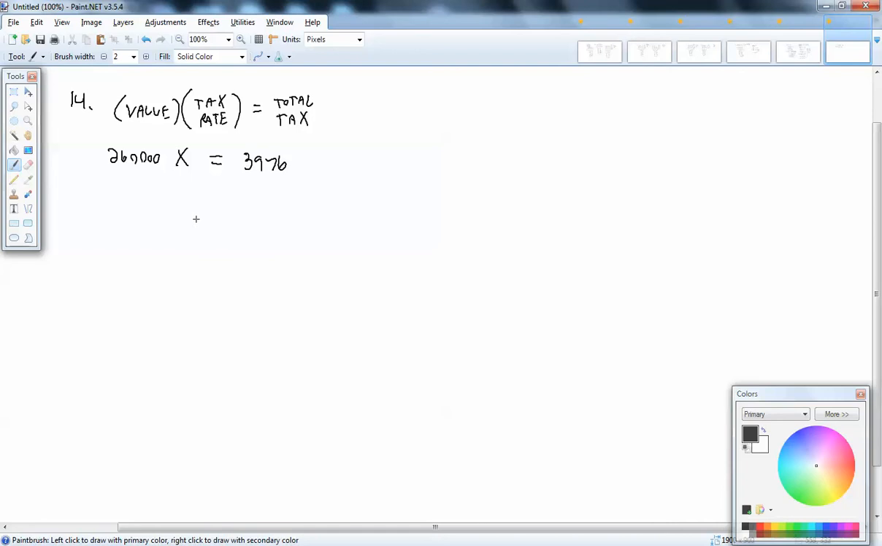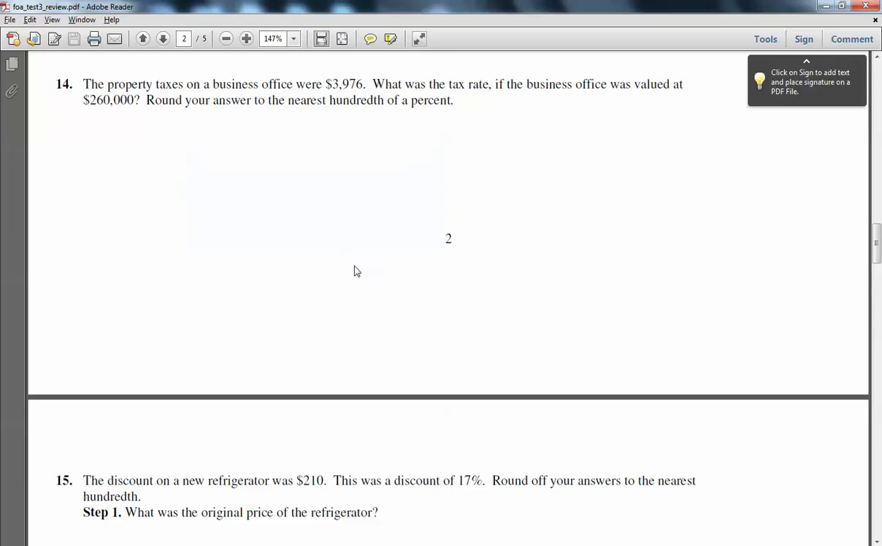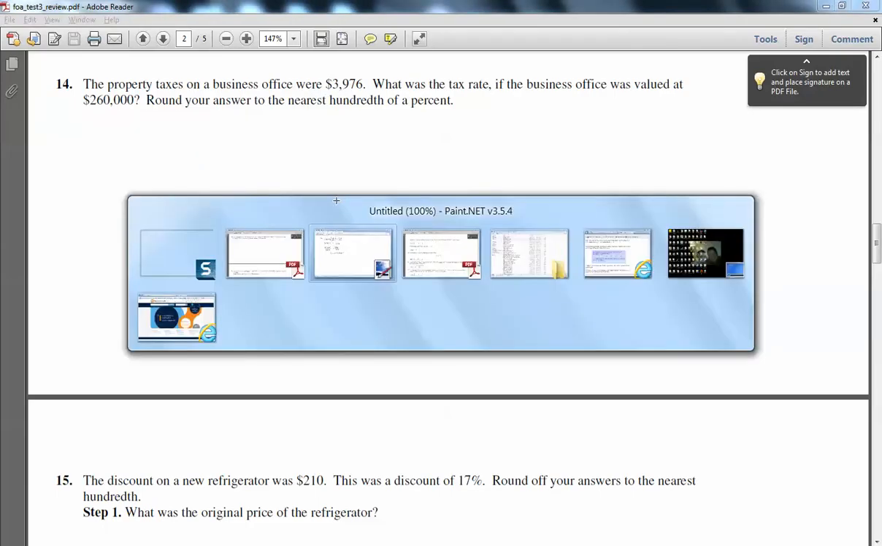Well, this is again a linear equation. I go straight down to step 4, which says divide both sides by the number in front of your x. So divide both sides by 260,000, and we get x is equal to 3976 divided by 260,000. That gives us 0.0152923077. Round to the nearest hundredth of a percent.